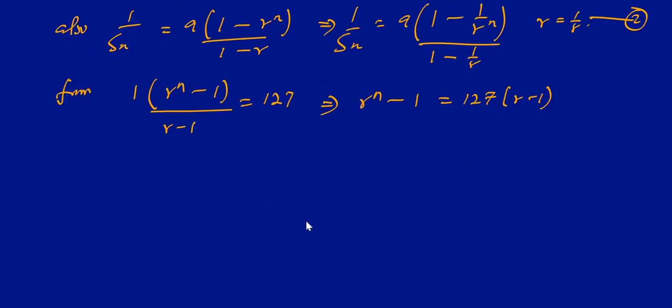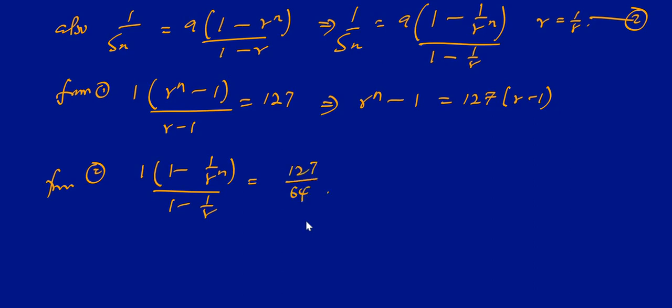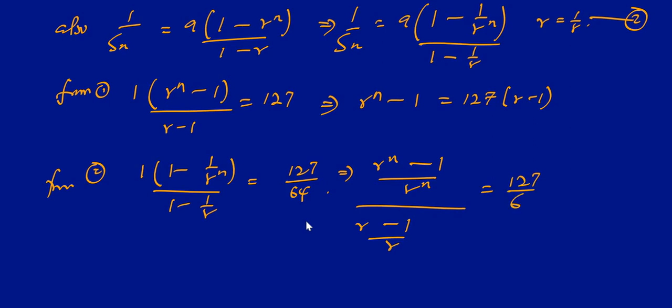Now, if you go to the second one, from 2, 1 bracket 1 minus 1 over R raised to the power of n all over 1 minus 1 over R will be equal to 127 over 64. Taking the LCM in the numerator, this implies R raised to the power of n minus 1 all over R raised to the power of n, then you divide by R minus 1 all over R. That will be equal to 127 over 64.